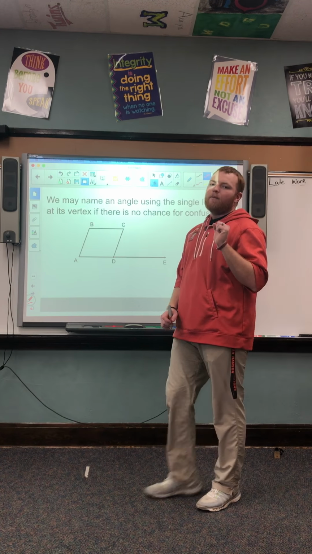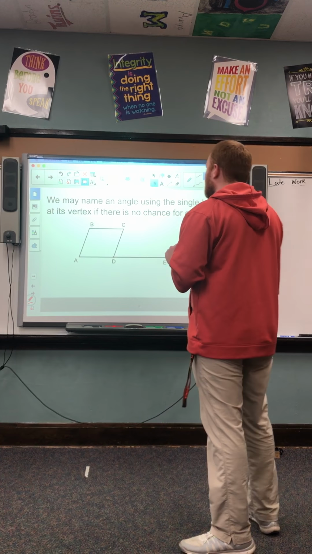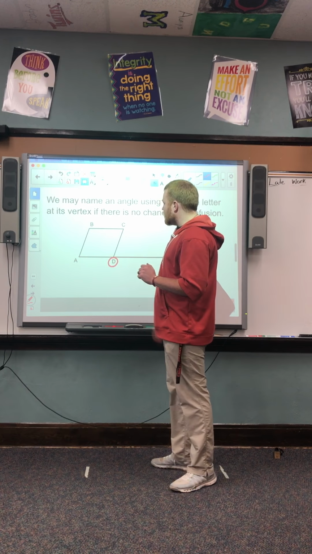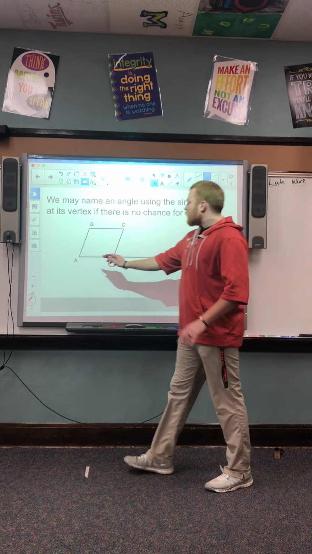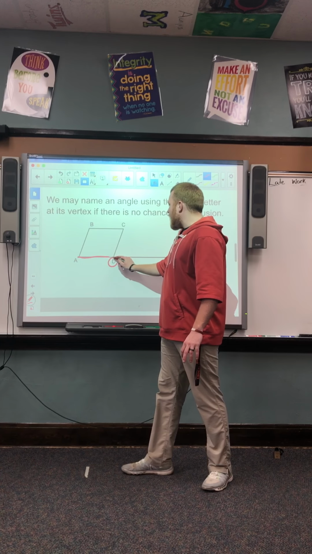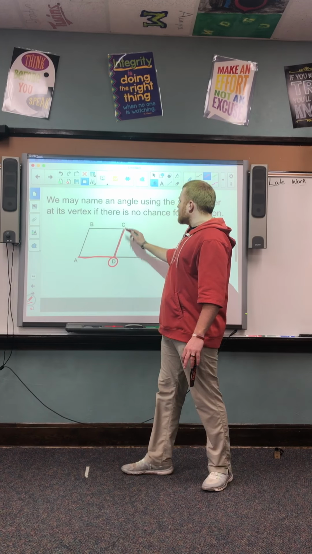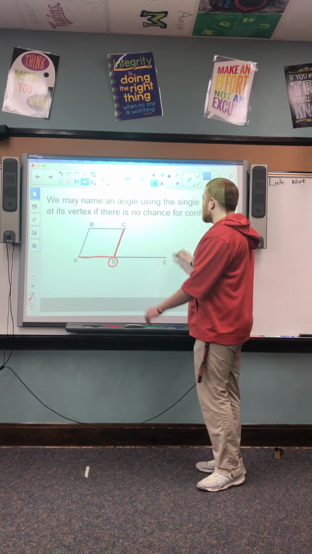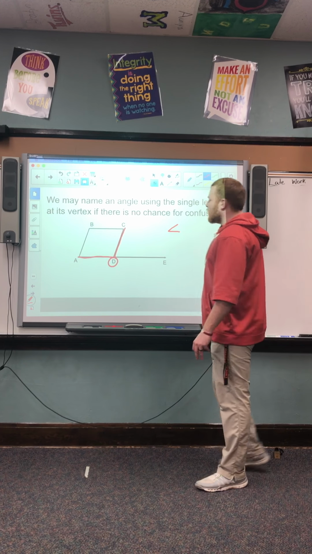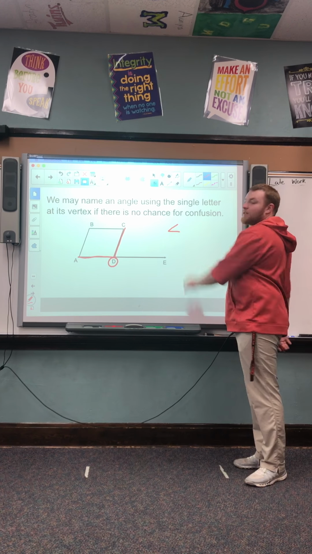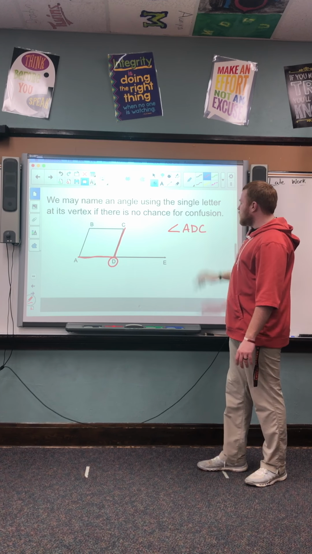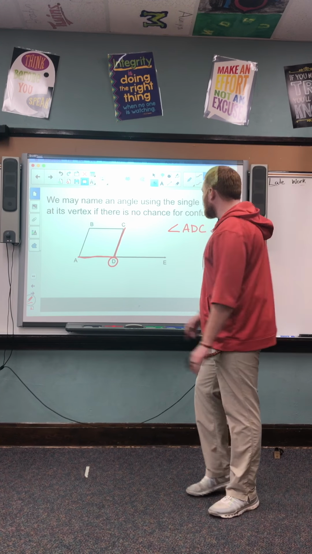So the point or the vertex that has 90 degrees would be D. Or we could go angle ADC, because that's a little more than 90 degrees. So then to write that, since this is an angle, we would write angle ADC. That would be for an obtuse angle.